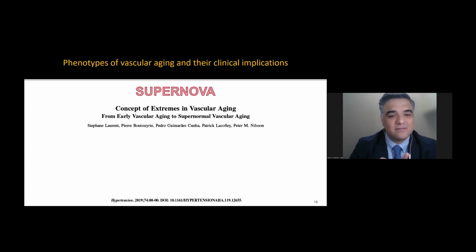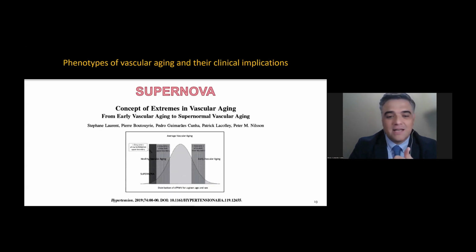And this is how we came to propose the supernova concept, the concept that within the different phenotypes, you've seen the early vascular aging, the average or normal vascular aging, and the healthy vascular aging, but that there will be an extreme of supernova subjects, those for whom time does not pass and the biology of their arteries is not changed, and that they would keep their distensibility and low stiffness of their arteries.